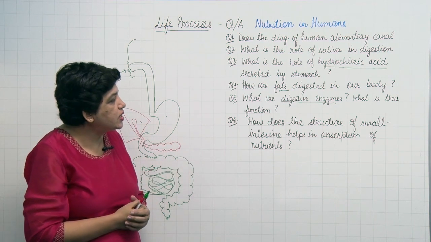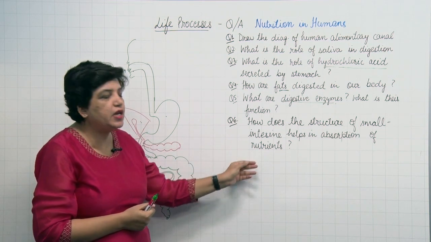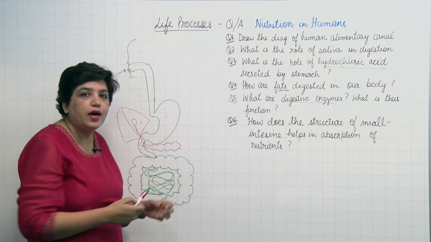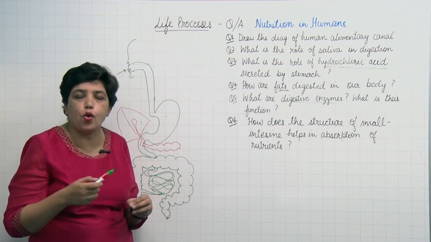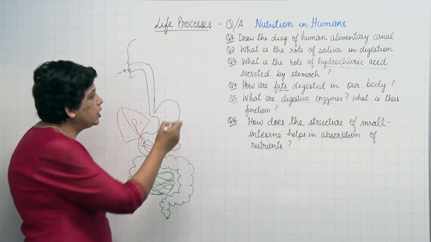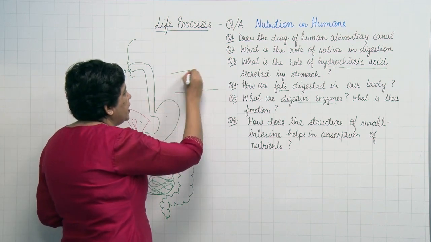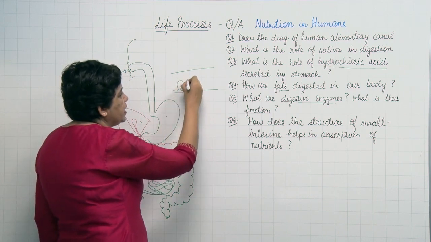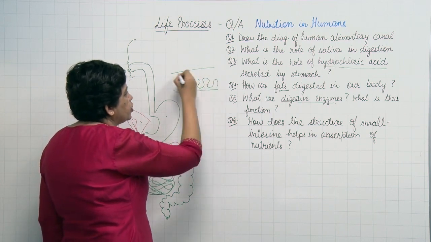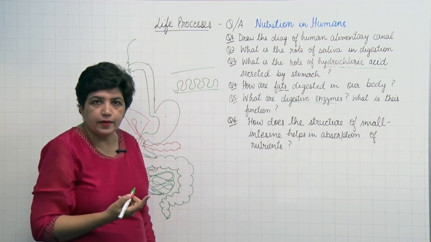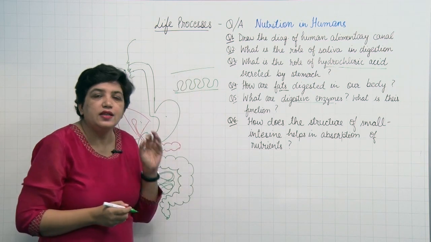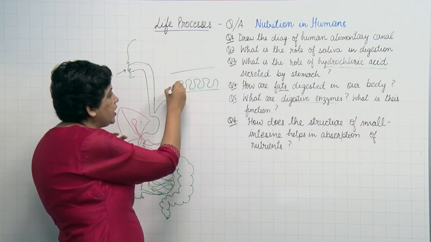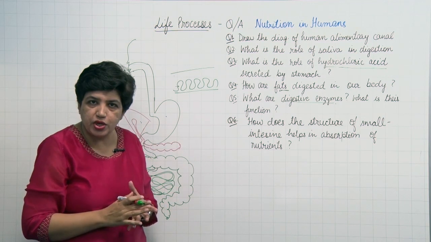Next, how does the structure of small intestine help in absorption of nutrients? So I just told you, this small intestine is a highly coiled structure, right? So it is a double membrane structure. The inner lining of the small intestine has tiny finger-like projections which are called villi. These are the villi. These villi, first of all, they increase the surface area. There is lot of area for the absorption of nutrients.